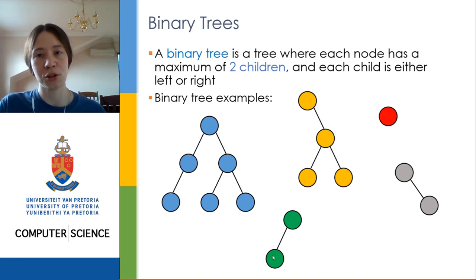This green tree only has a left child, and this blue tree is the biggest of them all. The root has 2 children, left and right, and its left child also has a left child of its own, and the right child is a parent to a left as well as a right child. Okay, so these are binary trees. They are more restrictive than the tree on the previous slide. You're only allowed to have 2 children per node.